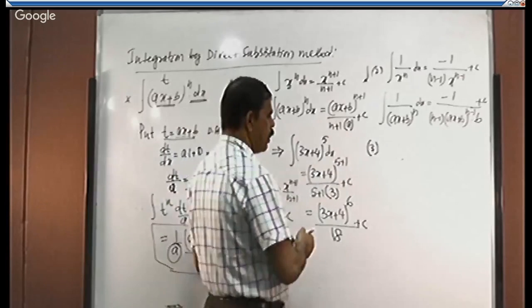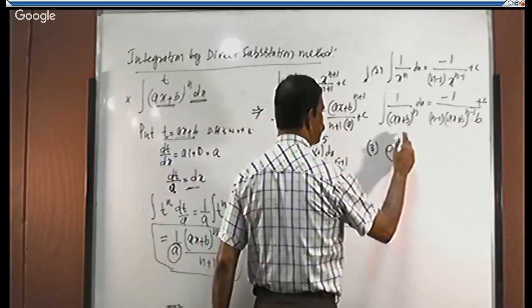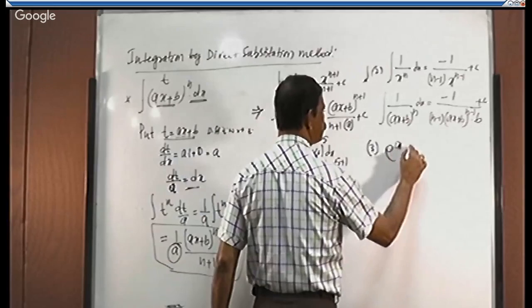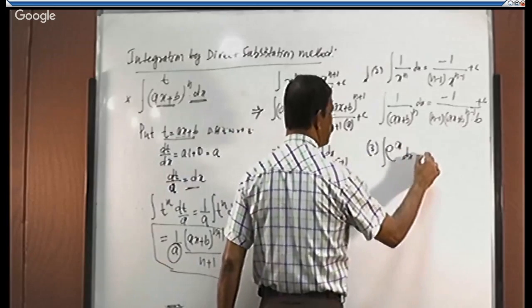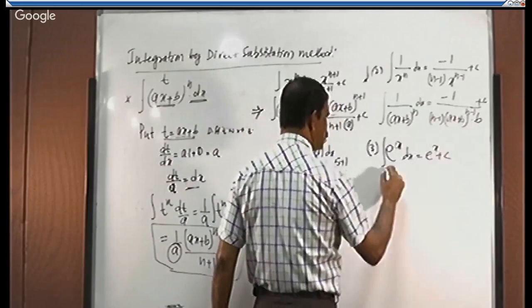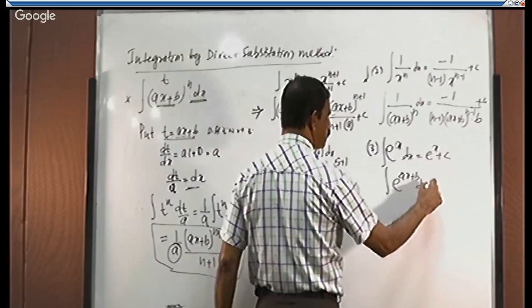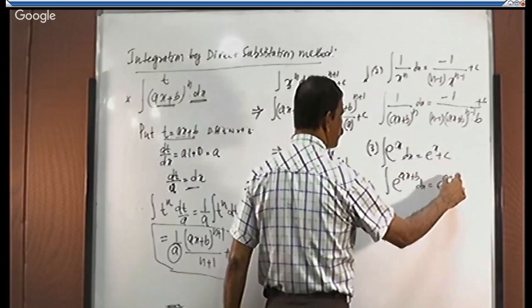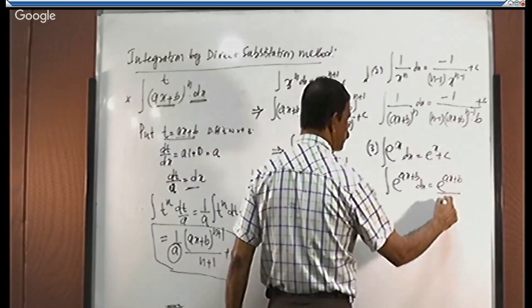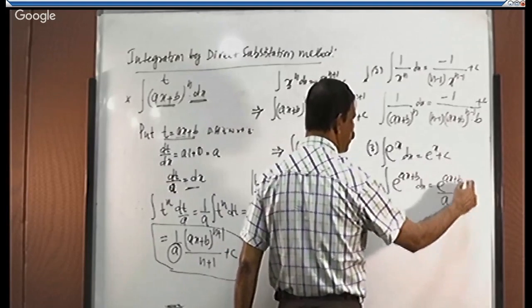c. e power x, integration of e power x is e power x plus c. Suppose in place of e power x we have e power ax plus b, what will be the answer? e to the power of ax plus b divided by x coefficient. What is x coefficient? a.